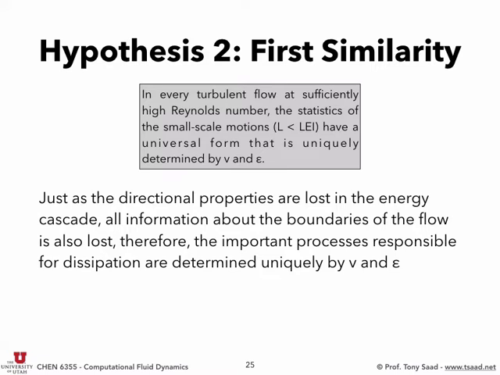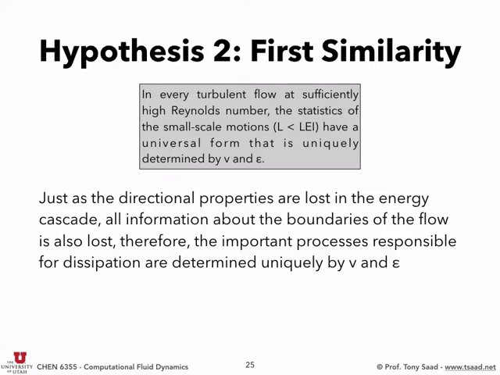The rate at which eddies lose their energy, just the dissipation rate. Mu is the viscosity and epsilon is the dissipation rate. So there's a range where the small scale motions have a universal form that's uniquely determined by nu and epsilon. Okay, and I have a description here about this.